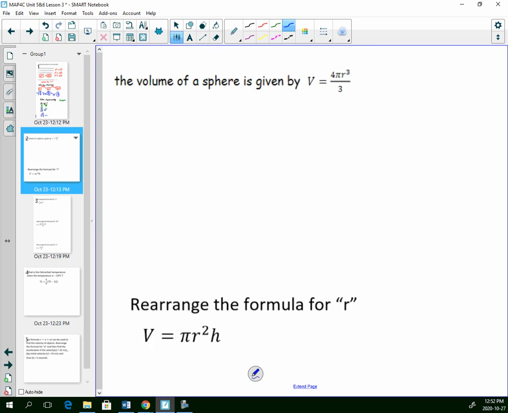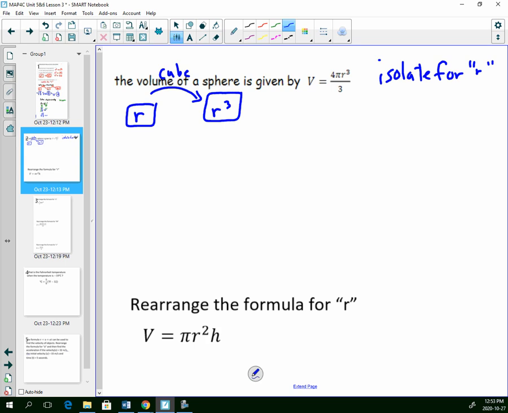All right, so this one is volume of a sphere, and I want to isolate for R again. So if I did a flow chart, I start with R. First thing that happened to the R is it's cubed, right? Power 3. So I'll just write cube. So that's R cubed. Then we could say we're going to multiply by 4 pi. So that gives me 4 pi R cubed.